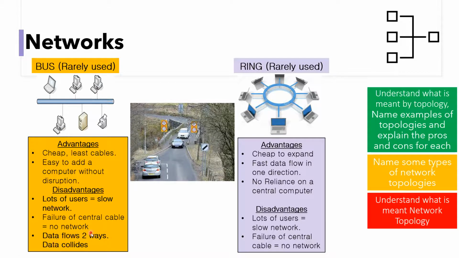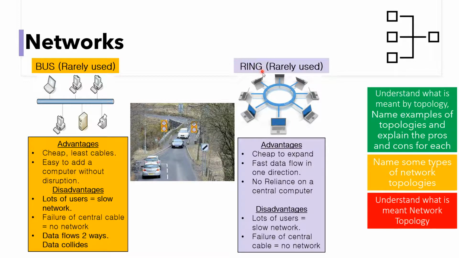It says here, data flows two ways, data collides. Data flows this way and this way, left and right, through this one cable. If we imagine this cable is this road here, these cars are coming through, but these bits of data can't go through because this data is coming through. So these bits of data have to wait until this data has passed. These cars are going over this bridge, but these cars have got to wait until this data is gone before they can go. Otherwise, they're going to crash. And that's why the data is very slow.